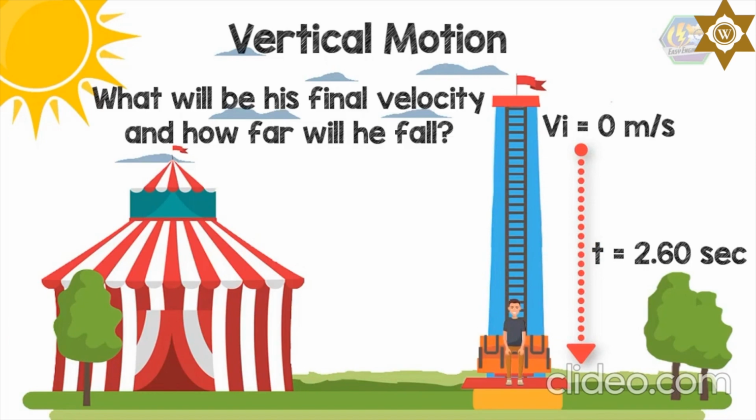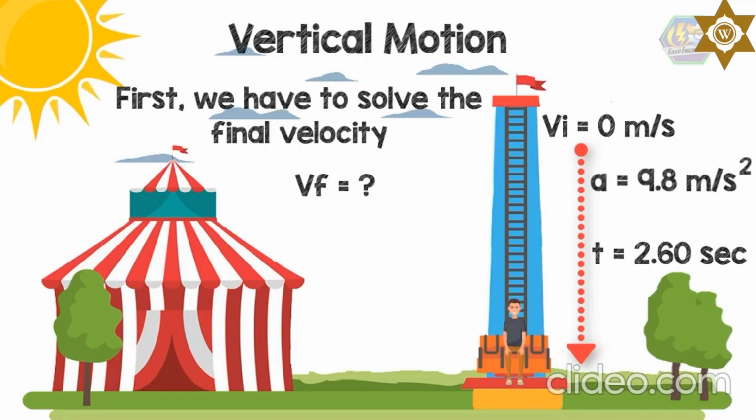We are given the initial velocity, which is 0 meters per second because Cardo experienced free fall motion. Next, the time taken is equal to 2.60 seconds and the acceleration, which is due to gravity, is 9.8 meters per second squared. Lastly, we are asked for his final velocity and the distance of his fall. First, we need to solve for the final velocity.